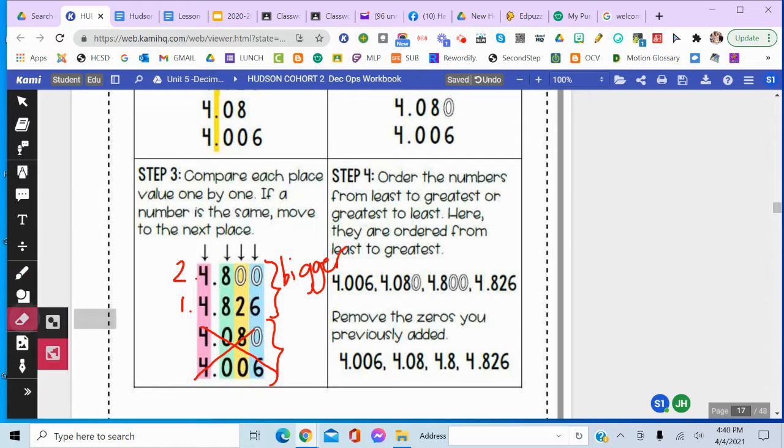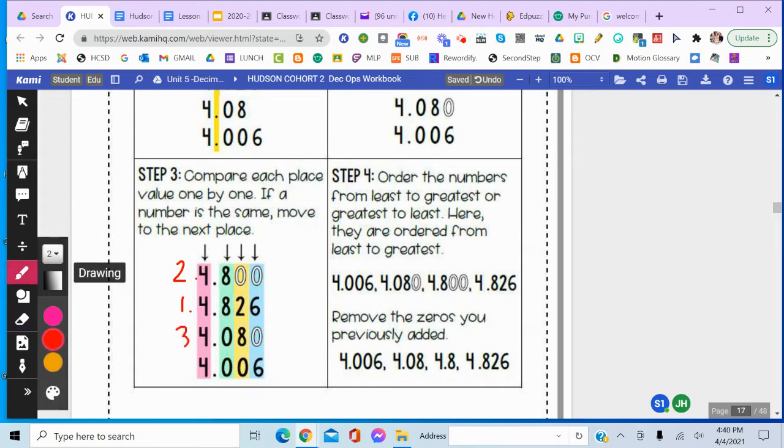Okay, so once I have placed those, then I can go ahead and look at the other 2. So I've got 4s, I've got zeros, so I'm still having the same number. Then I hop over here and I see an 8 and a 0. Well, the 8's going to be bigger than the 0, so I now know that this would be the 3rd biggest and this would be the smallest. So depending on what the direction was, this says order the numbers from least to greatest or greatest to least.